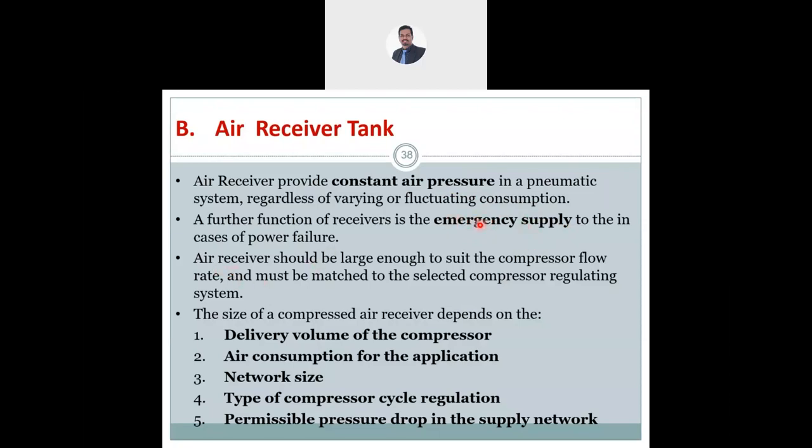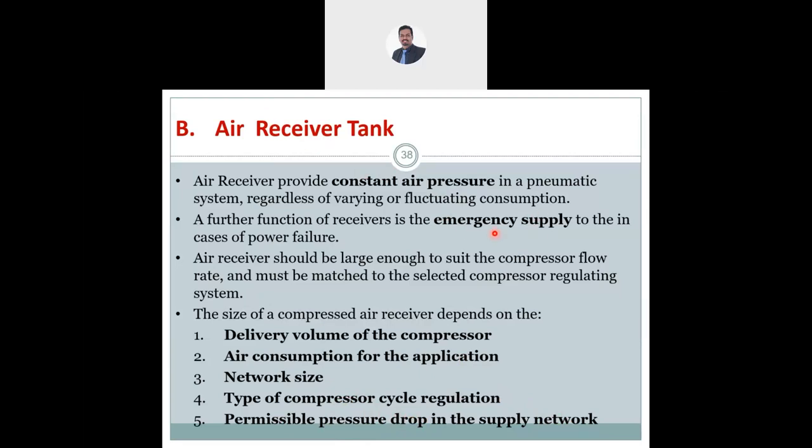But one thing, it depends on the size of your application. You need to look at the delivery volume. If your application is on a production line but you use a small tank, in 5 minutes the compressor finishes and production stops. That's not good. It must be large enough to suit the flow rate, so practically it must be very big if your production line is big. You also need to look at network size. Depending on the type of compressor you're using, sometimes there will be pressure drop, so you need to check whether it will affect your production line. Usually we use the air receiver tank as an emergency supply.